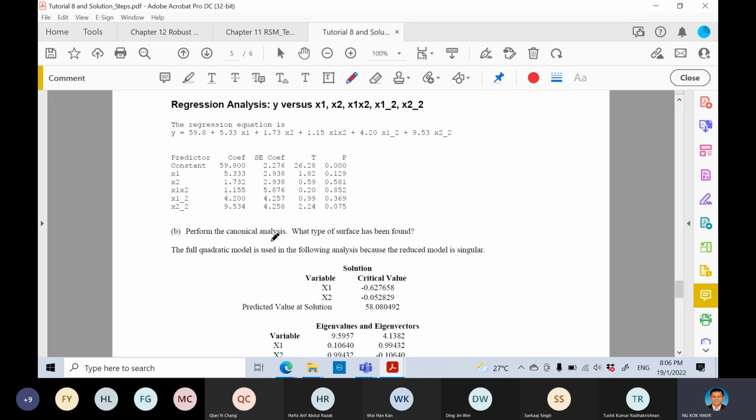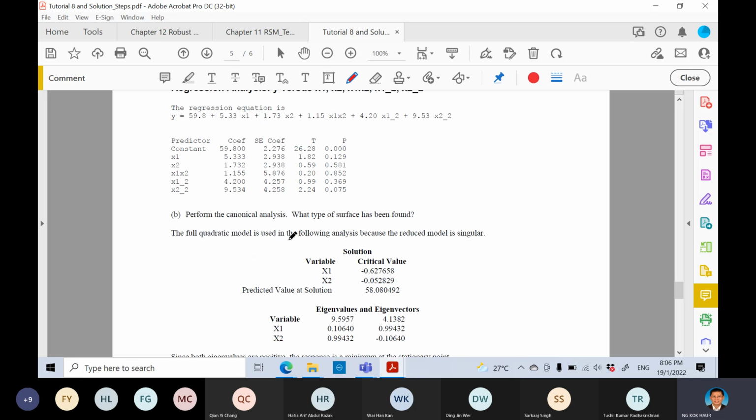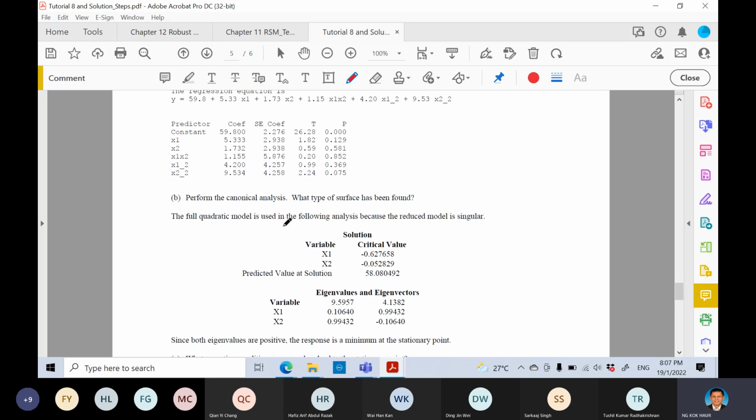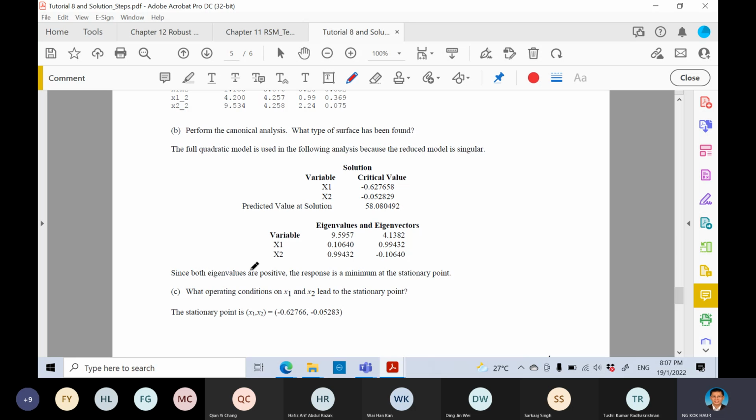That one is called canonical analysis. So we try to use the eigenvalue to solve it, to find the stationary point, and then we try to group this point, whether it's a minimum, a maximum, or a saddle point. So that one is using the eigenvalue technique.